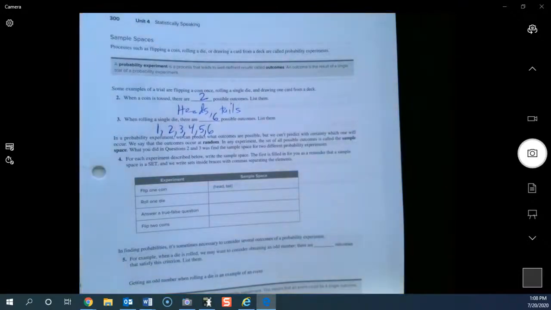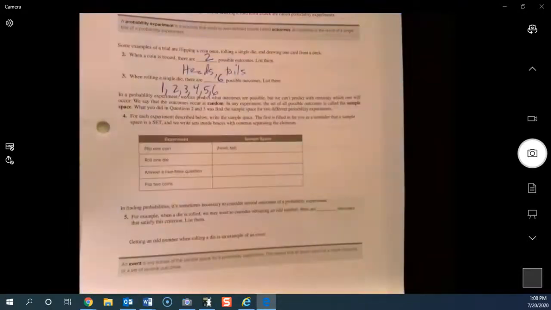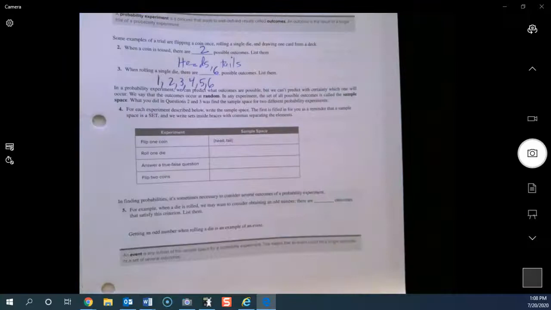Now we go to problem number 4, but let's read the directions first. It says, in a probability experiment, we can predict what outcomes are possible, but we can't predict with certainty which one will occur. We say that the outcomes occur at random. In any experiment, the set of all possible outcomes is called the sample space. What you did in question 2 and 3 was find the sample space for 2 different probability experiments.